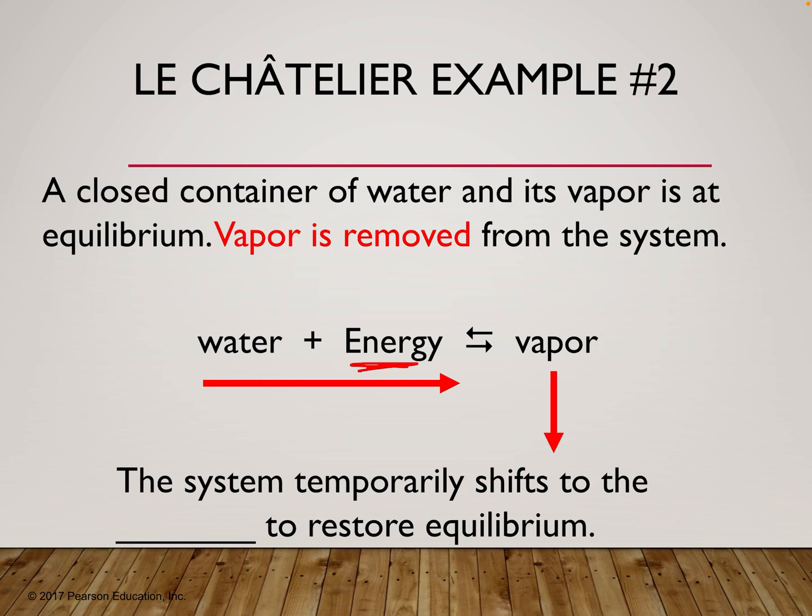So this means, because we've really decreased the concentration of our products, that will increase the rate of the forward reaction because like I said, we've messed up that equilibrium. We need to make more product so that we can reestablish our equilibrium. So it will temporarily shift right to restore that equilibrium. It's always going to shift toward whatever you remove and away from whatever you add.